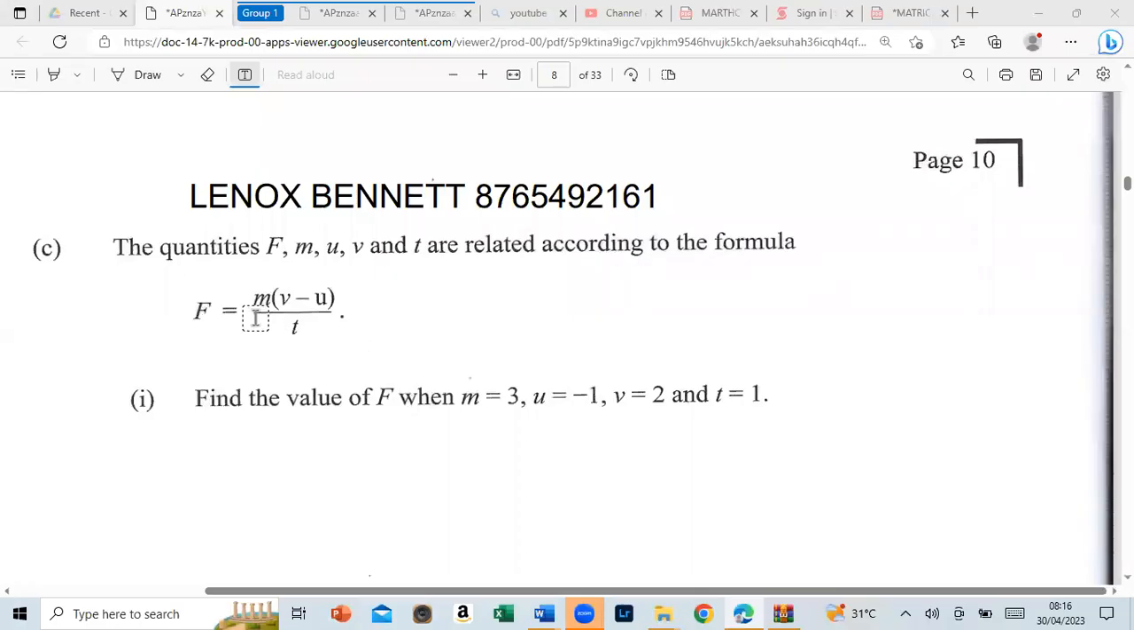All right. So they said the quantities F, M, u, v and t are related according to the formula. Find the value of F when M is 3, u is minus 1, v is 2, and t is 1. Go ahead and do that, guys.